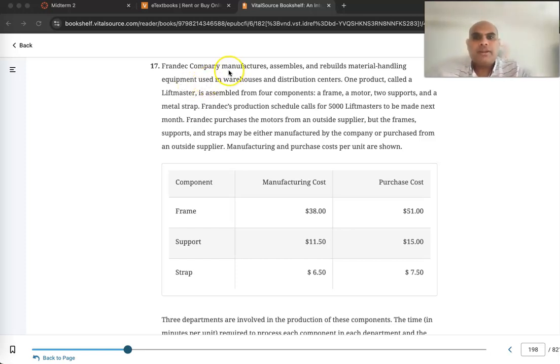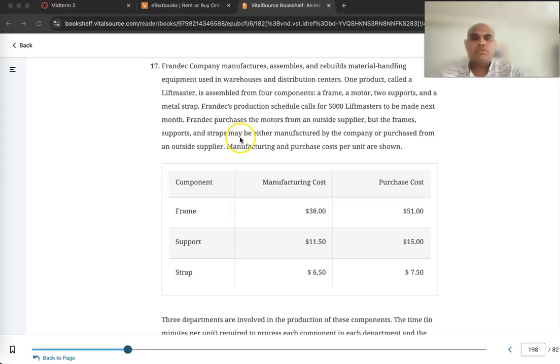So Frandex manufactures, assembles and rebuilds material handling equipment in warehouse and distribution centers. One product called the LiftMaster is assembled with 4 components: a frame, a motor, 2 supports and a metal strap. Frandex's production schedule calls for 5,000 LiftMasters to be made next month. So you need 5,000 LiftMasters, so 5,000 products. And Frandex purchases motors from an outside supplier, so manufacture of motors is not part of this problem.